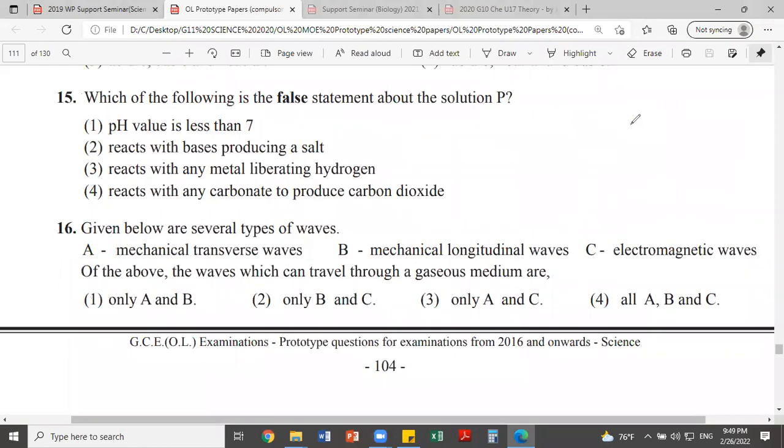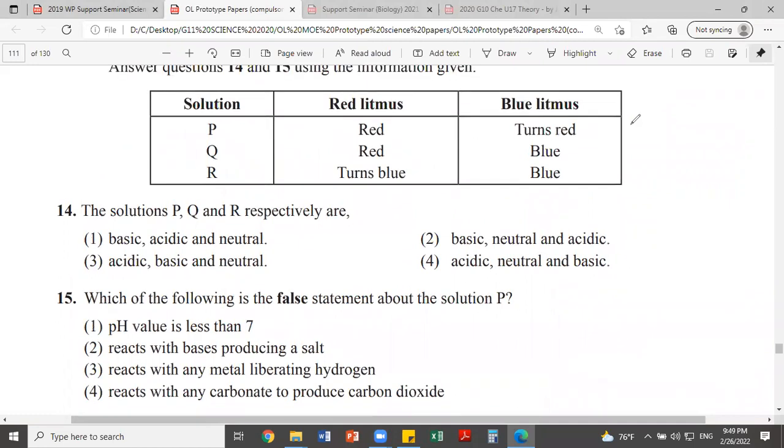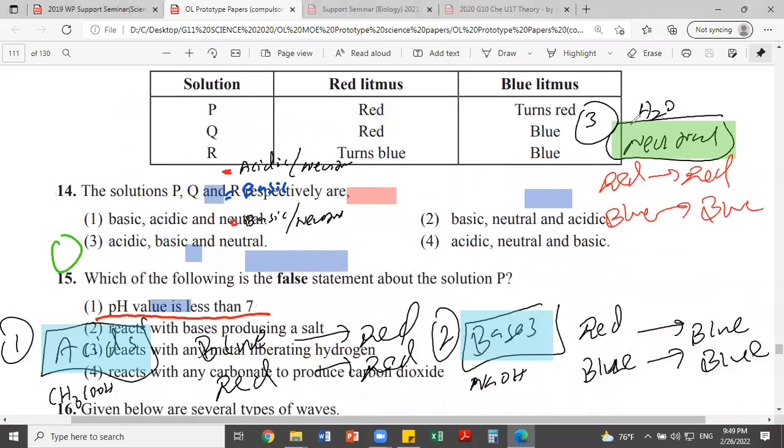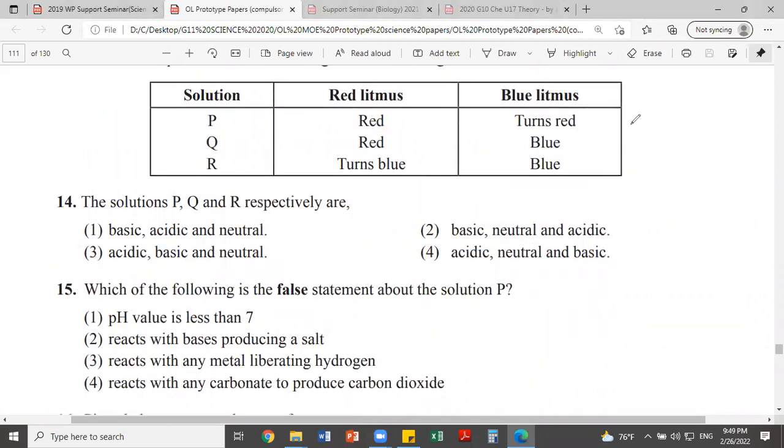False statement about solution P. They're asking one more question, sorry. What is the false statement about solution P? I told you what the possibilities for P are. Red litmus turns red means what? It need not turn red, it's already red. There's just a small correction.